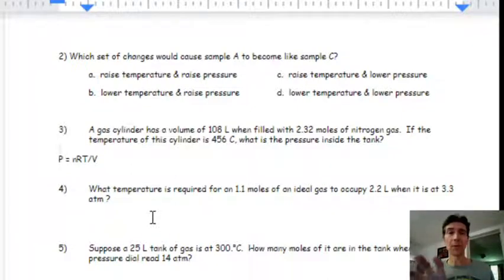It asks you to stick some numbers into PV equals nRT. So like here it says a gas cylinder has a volume of 108. It's got an n of 2.32, and it's got a temperature of 456. What is the pressure? So I just took this thing right here. Notice it's not PV equals nRT. I just swung the V away from the left and underneath on the right to divide by V. And then you just stick the numbers in and solve.